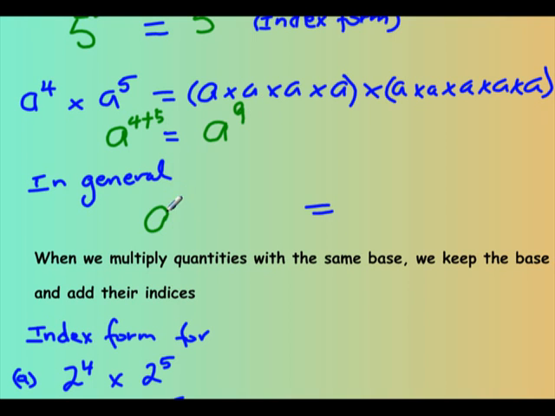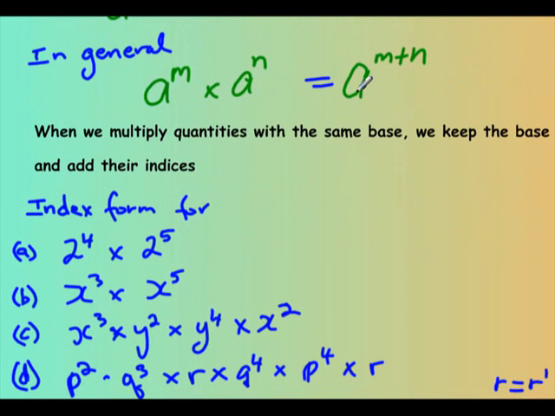So in general then, if we have a quantity, referred to as A in this case, times the same quantity raised to a power n, we keep the base and add the powers. Now this only works when we have the same quantity being raised to a certain power.